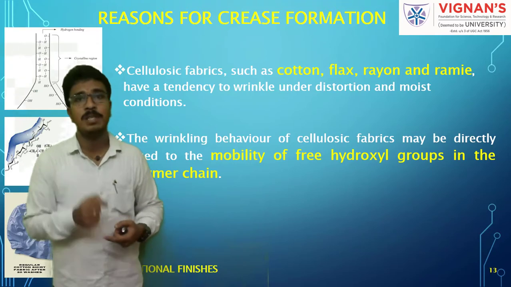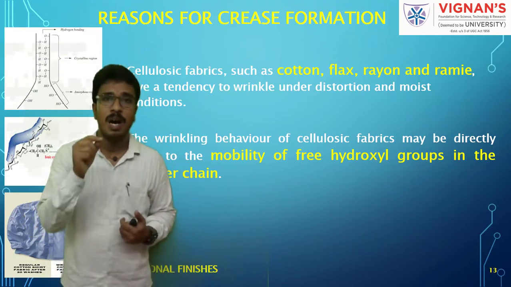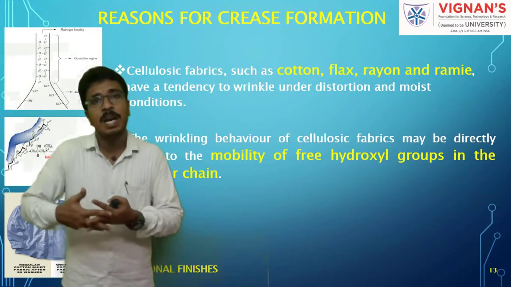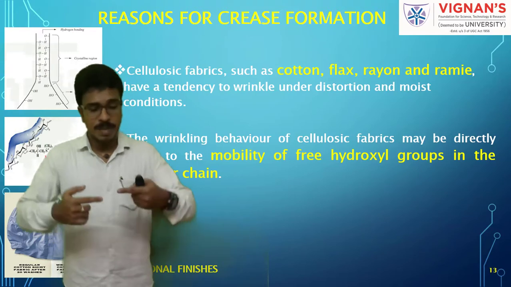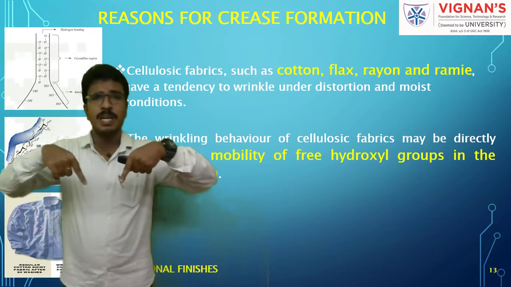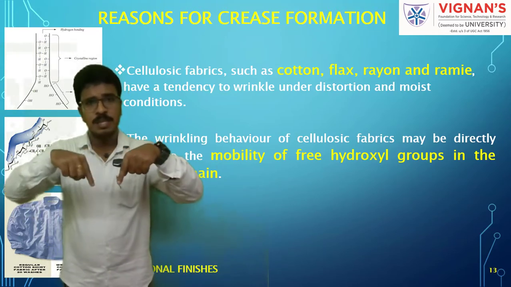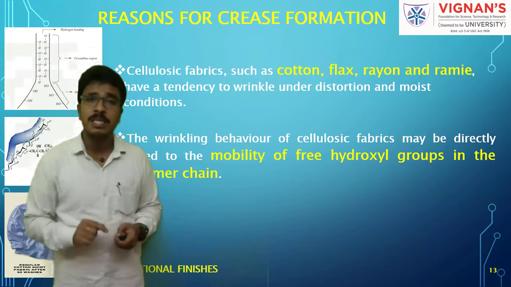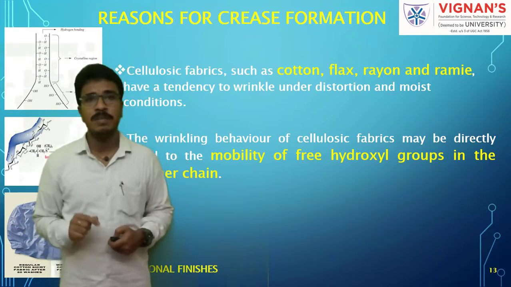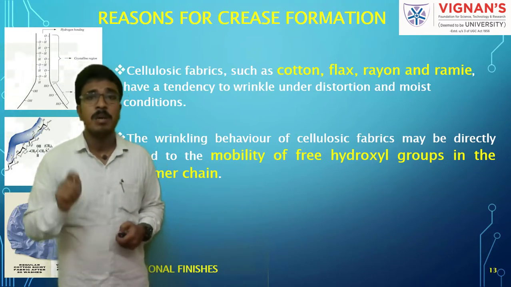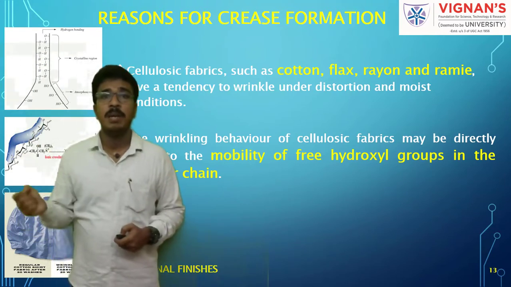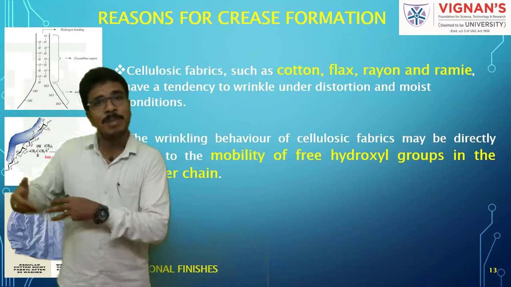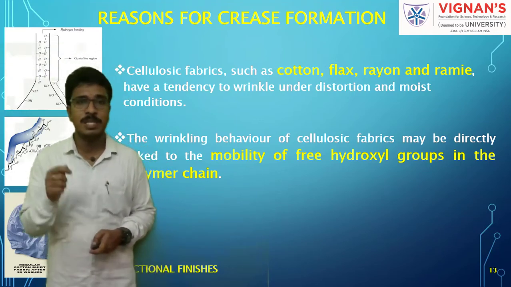When it comes to the amorphous region, just think about it. How will these hydroxyl groups be there? Do you think there is no hydrogen bonding between them? Obviously not. Why? Because where these chains are arranged, the hydroxyl groups are at a certain distance, so at this distance hydrogen bond formation cannot take place. So this is the reason for formation of creases in cotton fabrics: the mobility of free hydroxyl groups in the polymeric chain. Because these hydroxyl groups are free, they can easily move and take some other form. So this is the main reason.